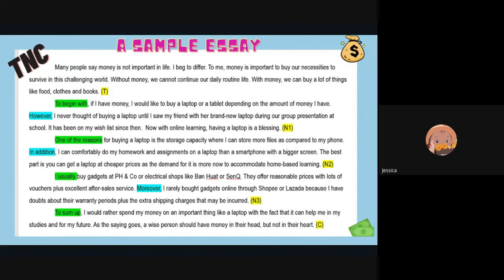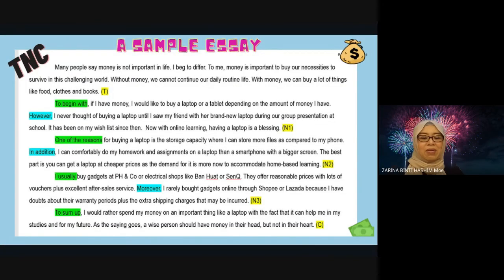Okay, now let's look at the sample essay. We have the topic. In the first paragraph is the topic. So what is the topic? Remember just now is about money. So okay, tengok how do teacher do the first paragraph. First paragraph introduction kan, of the topic. Many people say money is not important in life.